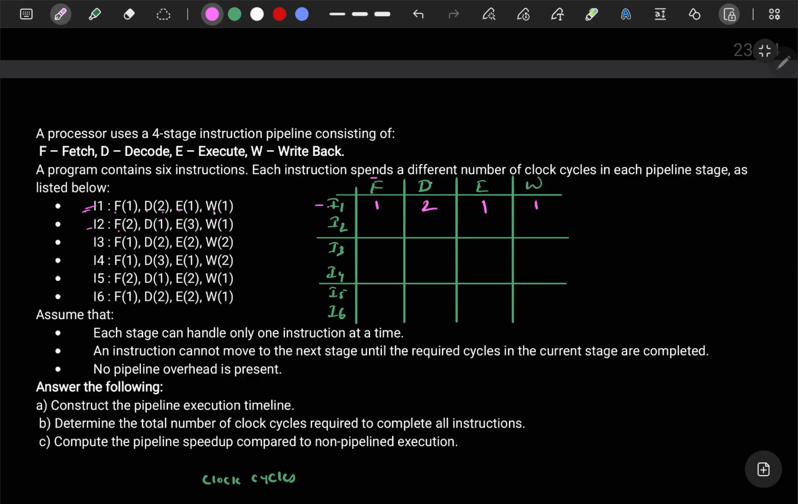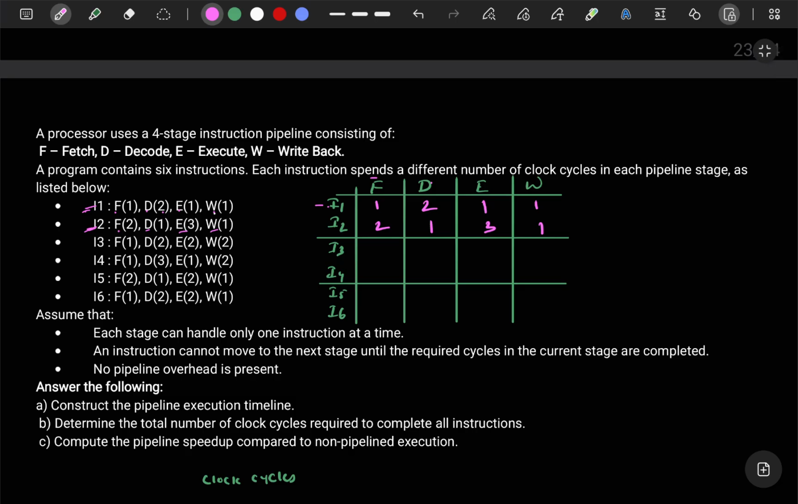Instruction 2 at fetch takes 2 clock cycles. Instruction 2 at decode takes 1 clock cycle. Instruction 2 at execute takes 3 clock cycles. Instruction 2 at write back takes 1 clock cycle. So I think you got it, how to fill this table.